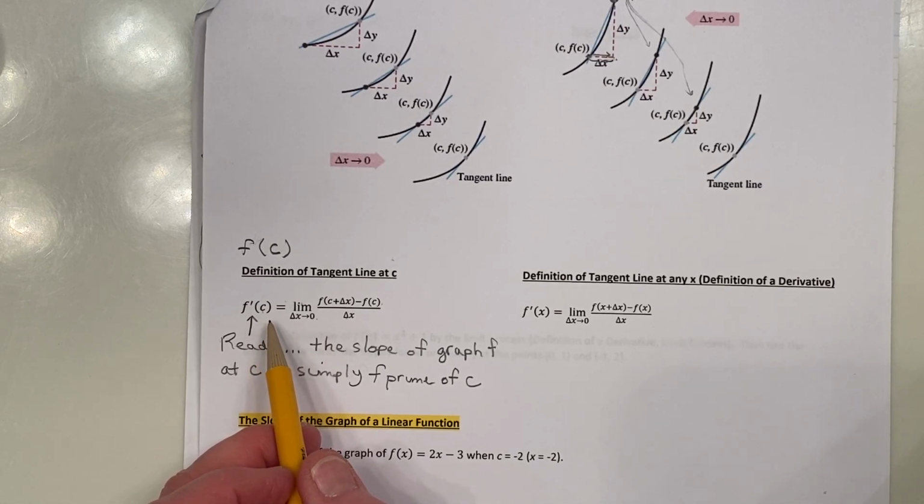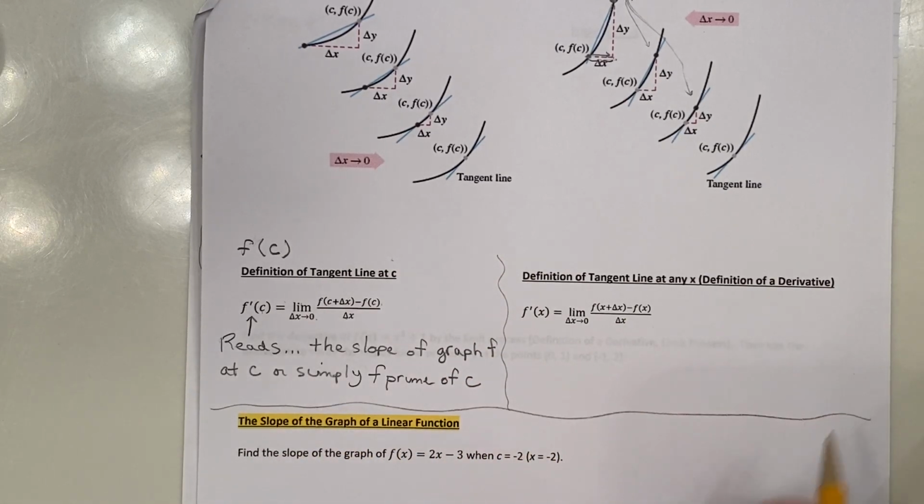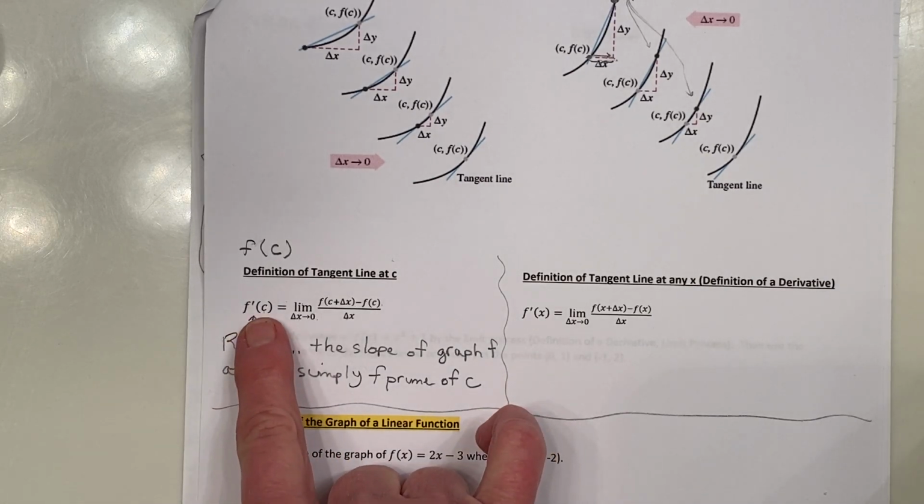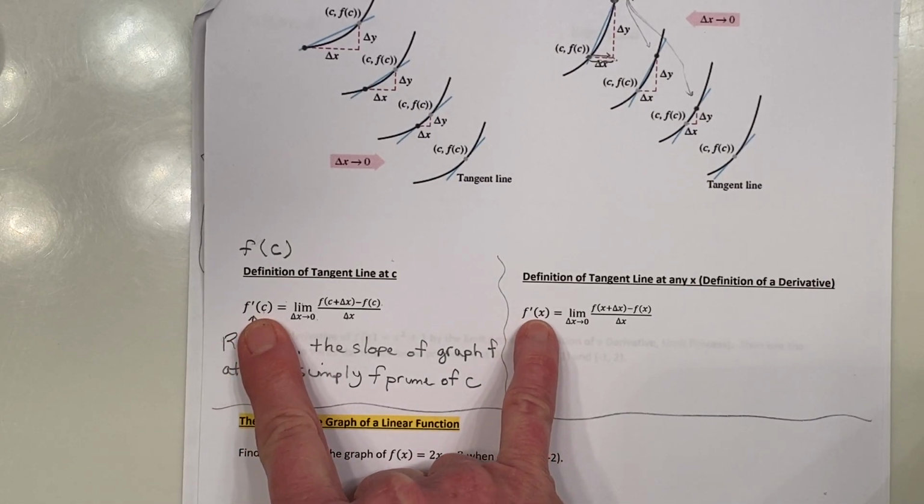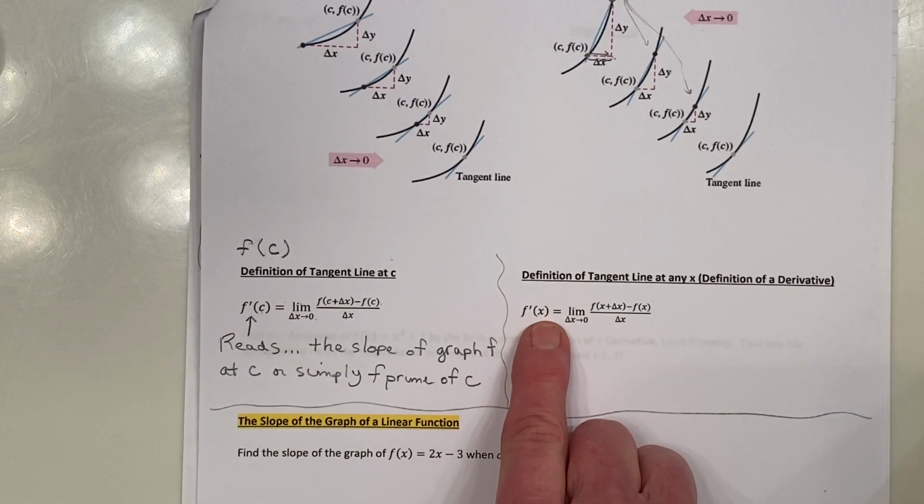Okay, let's compare and contrast these 2 definitions. Just look at how they compare. Well, this right here is f prime of c, so this must be f prime of x. This is the slope of f at any x.